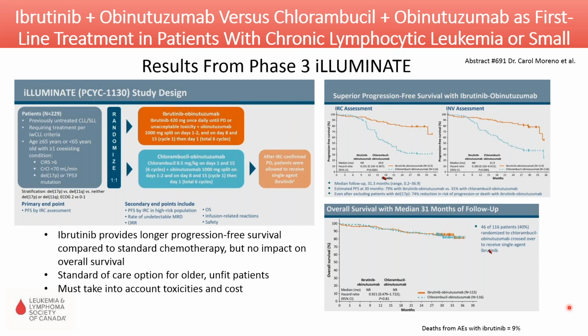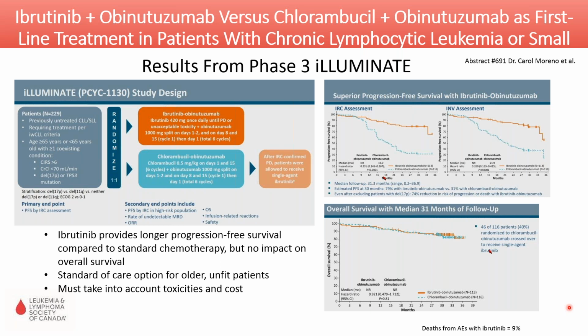So the Illuminate study is for older patients. So these are usually the patients in their 70s who wouldn't do well with very harsh chemotherapy, and so they're often given a combination of an oral drug called Chlorambucil and an antibody called Obinutuzumab. That would be the current standard of care for those patients in provinces, particularly that don't have Ibrutinib otherwise. So in the Illuminate study, it compared Ibrutinib with Obinutuzumab versus Chlorambucil Obinutuzumab, kind of a head-to-head type of thing.